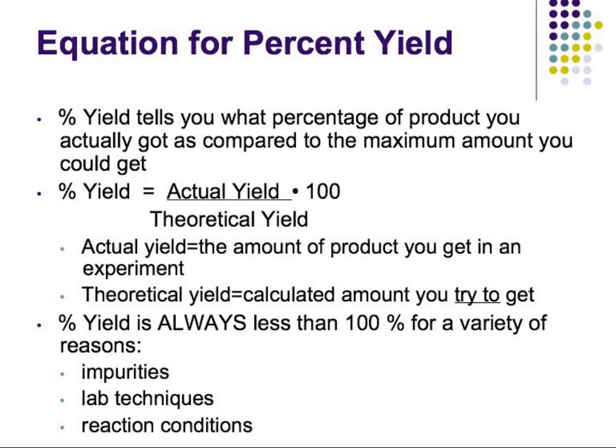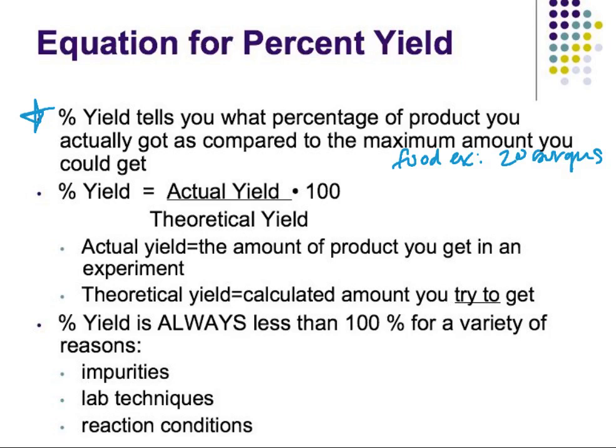So here we go. Percent yield is going to tell us the percentage of product we actually get as compared to the maximum amount that we could get. So what this means, if we go back to our food examples from Tuesday, let's say we have enough supplies to make 20 burgers. So theoretically, we could make 20 burgers because that's how much stuff we have.